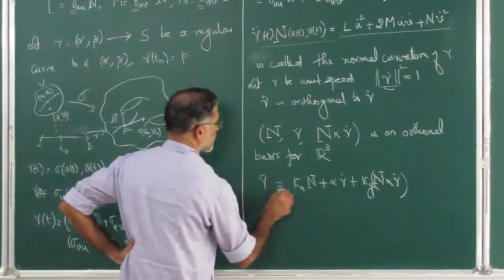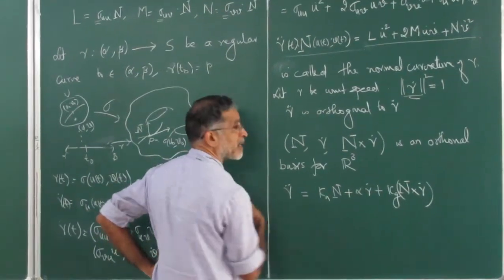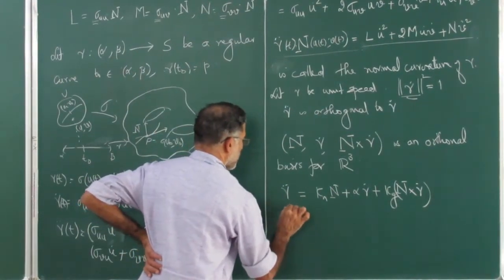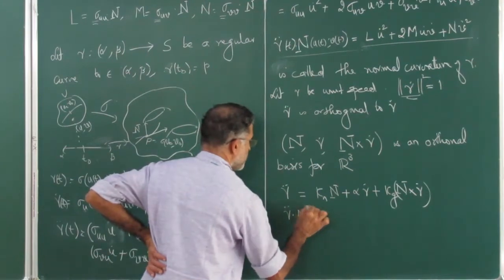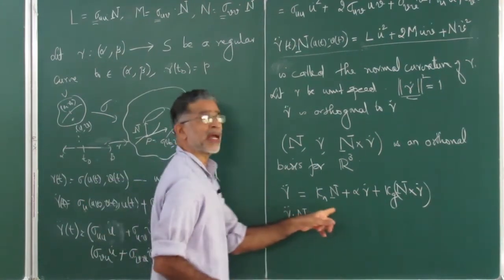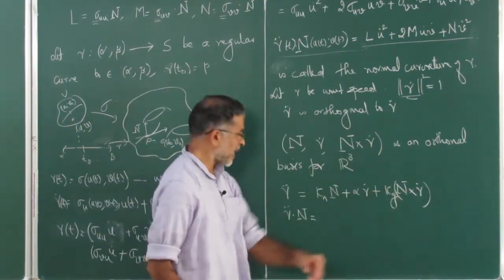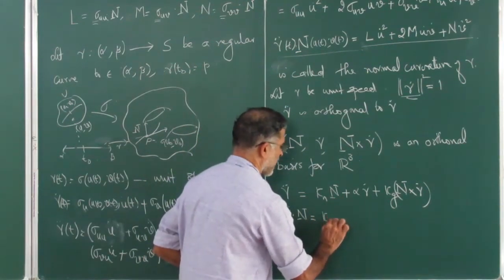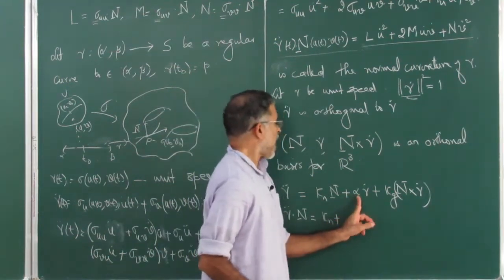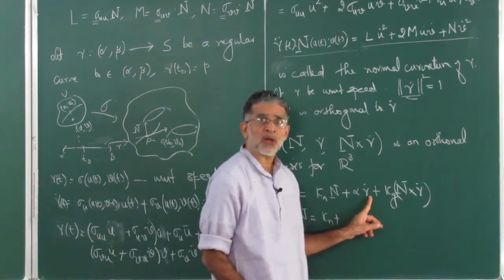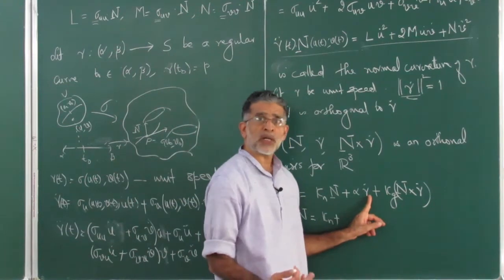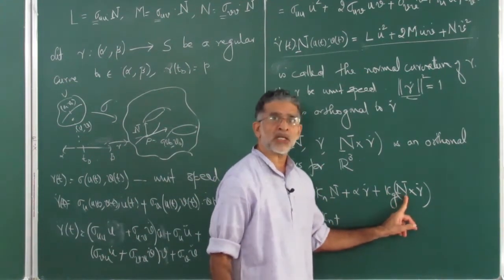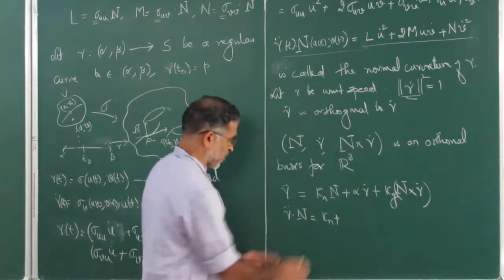How do you get this? Let us take the dot product with n. So what do you get? Gamma double dot dot n. So take dot n on the right side. So Kn n dot n. So n dot n is 1. So it is Kn plus alpha gamma dot dot n. That is 0 because gamma dot is a tangent, which is orthogonal to the normal, and this is of course orthogonal to the normal. So that's all.